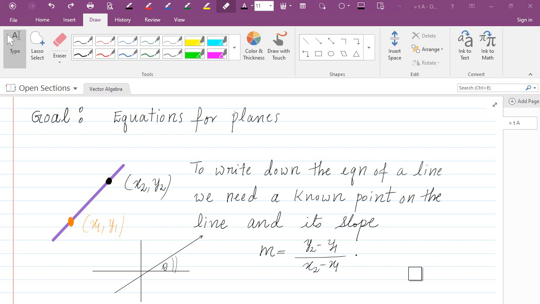The goal now is to find equations of planes in 3-space. Before we do that, let's recall how we can find the equation of a straight line in 2-space. So you'll see that a plane is basically an analog of a straight line.